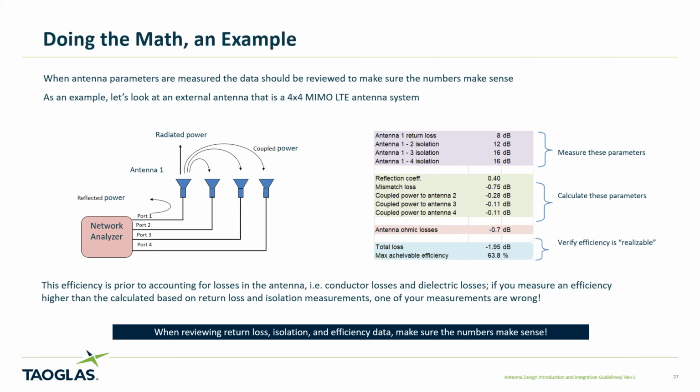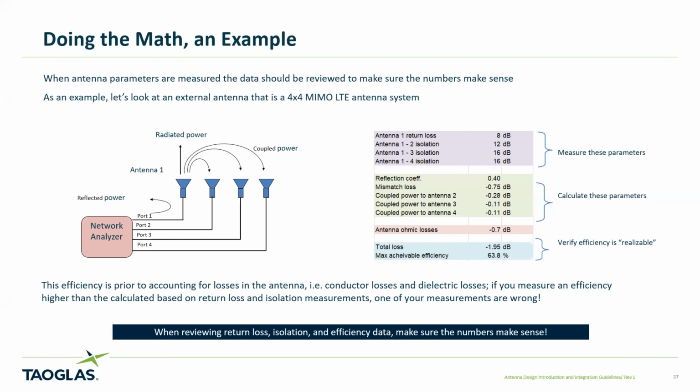I can very quickly calculate the mismatch loss based on my 8 dB return loss. I can calculate the amount of power that I'm going to lose due to this finite isolation. That is power that is coupled from antenna 1 to antennas 2, 3, and 4. And as it turns out, going through this bookkeeping type process, I can very quickly see what my maximum achievable efficiency is going to be. So if I can measure return loss on a prototype antenna and measure isolation, I can very quickly determine what the maximum efficiency will be from those very basic network analyzer measurements.